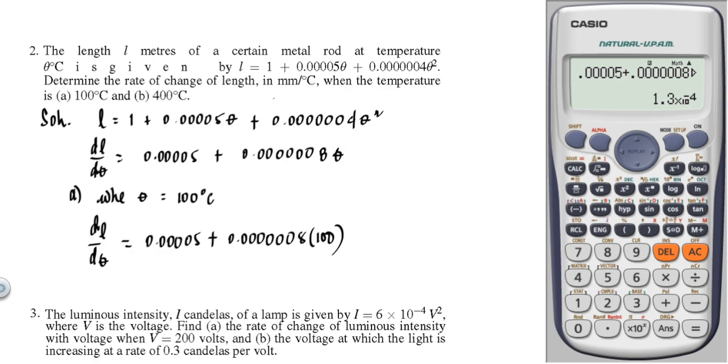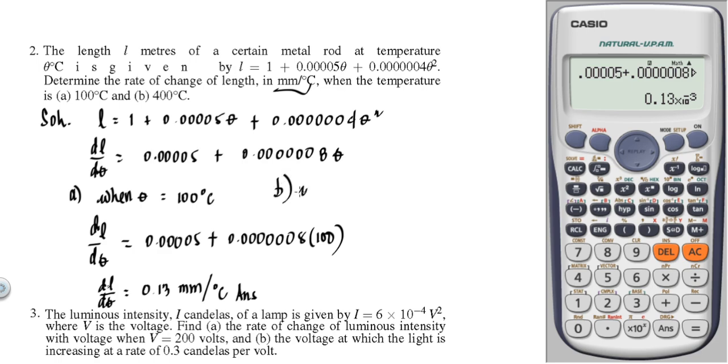But ang sabi dito is in millimeter, no? Mm or millimeter per degree C. So we have here convert this to millimeters. So we have 0.13. Okay, so dl over d theta is equal to 0.13 millimeter per degree C. This is your answer. Yes. Kulang ng N.